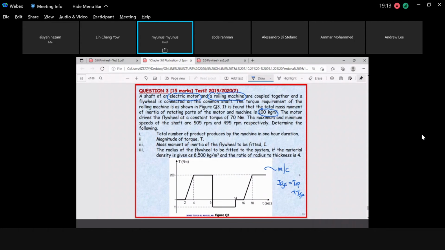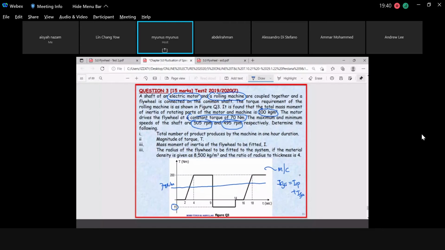The motor drives a flywheel with a constant torque. They provide the constant torque, as I mentioned earlier. You have an inadequate parameter, so they provide it here. This one will be 70 Newton meter. And the maximum and minimum speed of the shaft are given here, 505 and 495. To define will be the alpha. Remember, the alpha is the coefficient of fluctuation of speed.